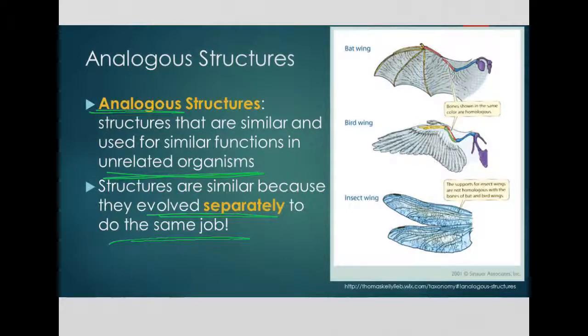An example of this is wings. We have bat wings, bird wings, insect wings, okay? Evolved sort of separately. You can see that bats and birds have similar bone structure, but not the same in terms of their wing structure. And then, of course, the insect wings still have those same supports built in for their wings, but these are not homologous with the bones of bat wings and bird wings.